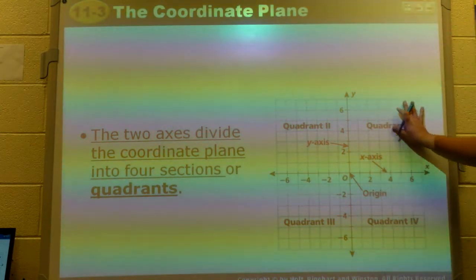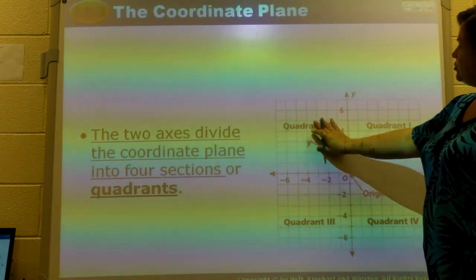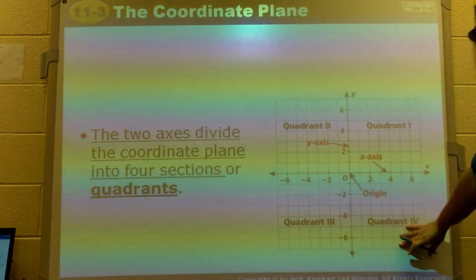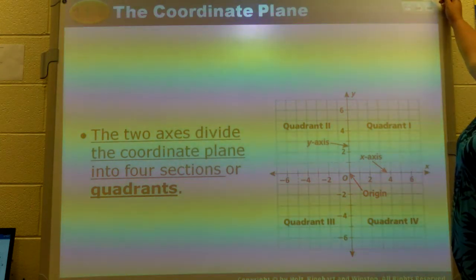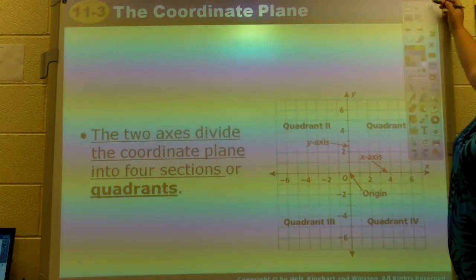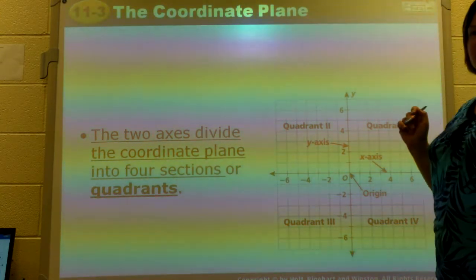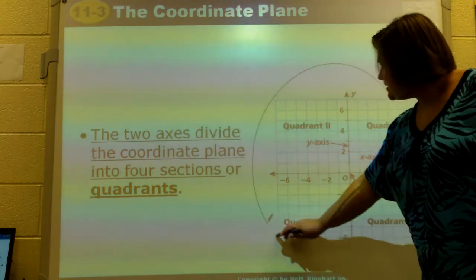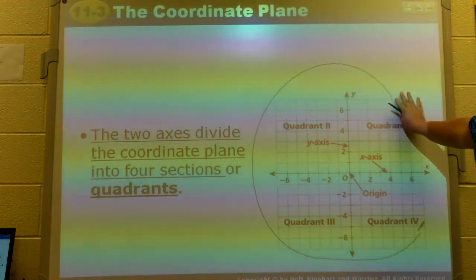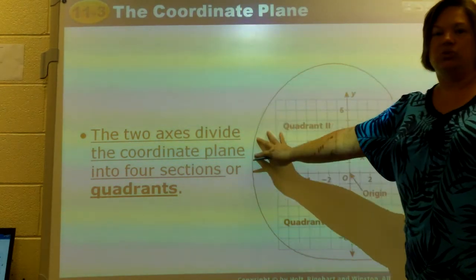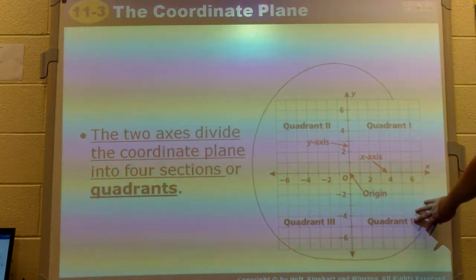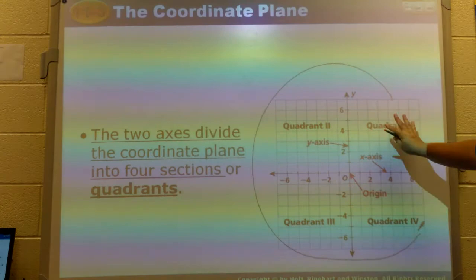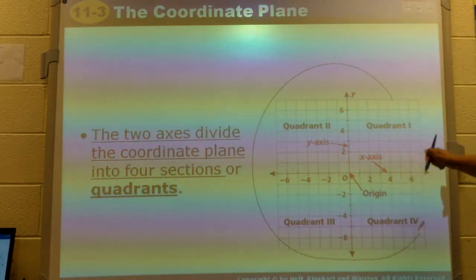So quadrant 1 is the one that's here. Quadrant 2 is this section. Quadrant 3 is this section. And quadrant 4 is this section. I usually tell you to remember the order of the quadrants just by remembering the C. If you make a C, you start here in quadrant 1 and work your way around to quadrant 2, then quadrant 3, then quadrant 4. So there are 4 quadrants making the C. You're going in that direction, starting here: 1, 2, 3, and 4.